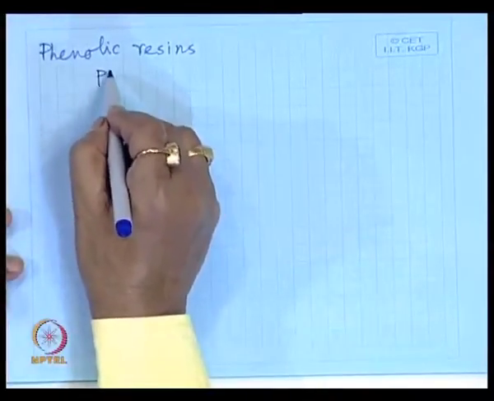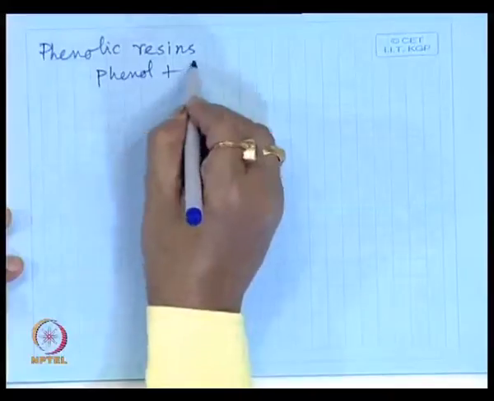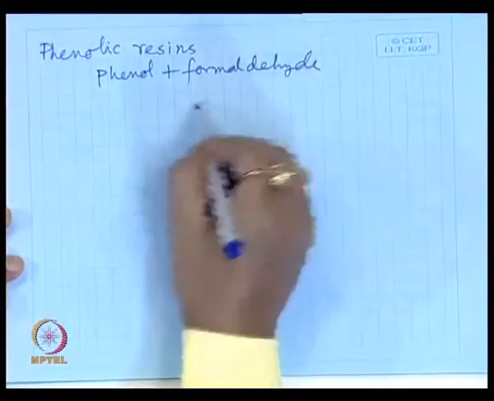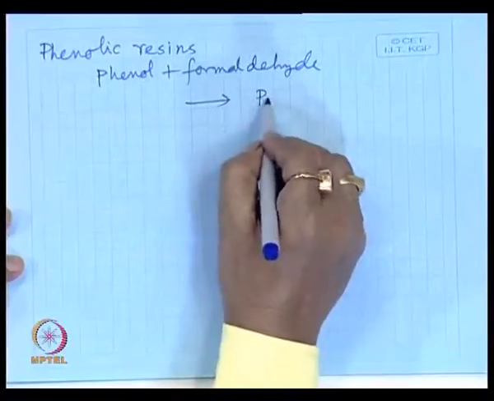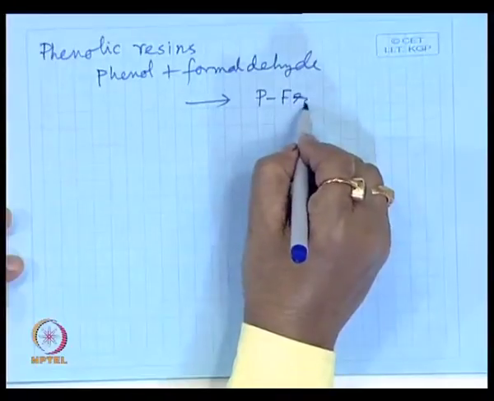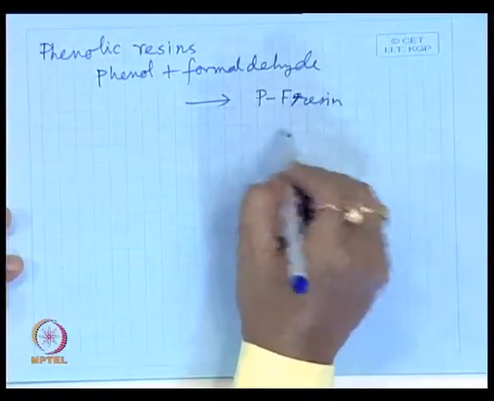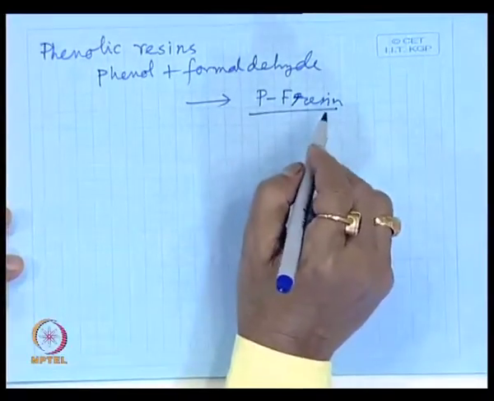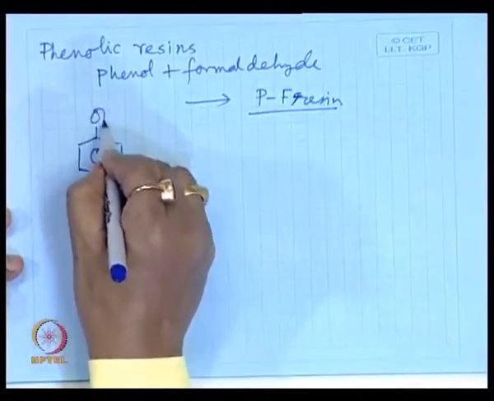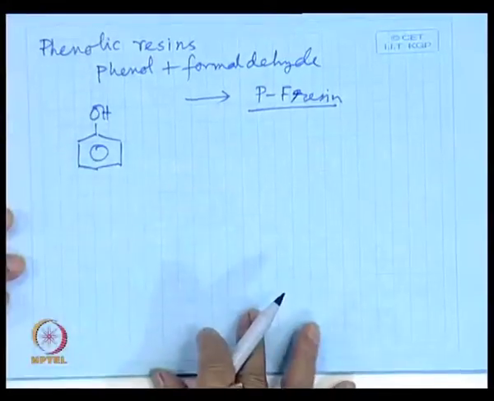Polymer of phenol and formaldehyde. I should write it this way: phenol formaldehyde resin, PF resin. What is this? You know, this is phenol.